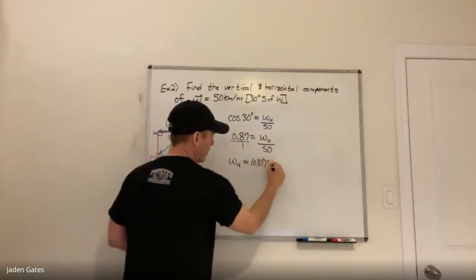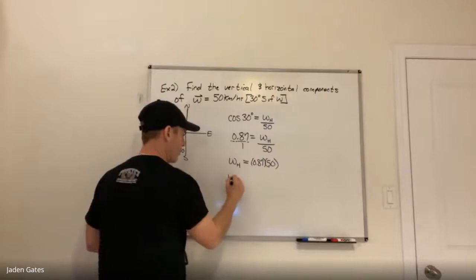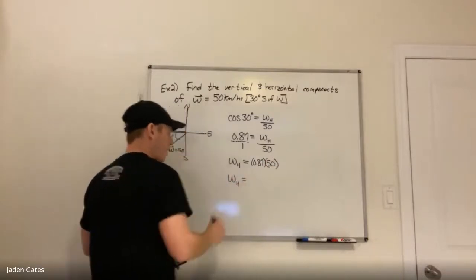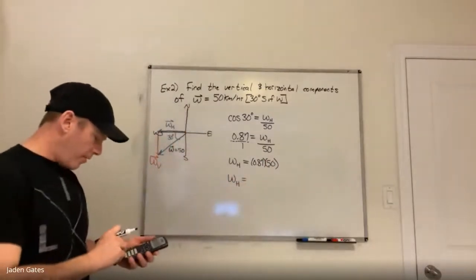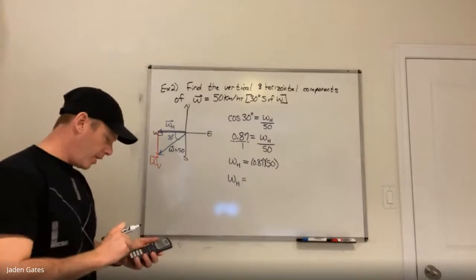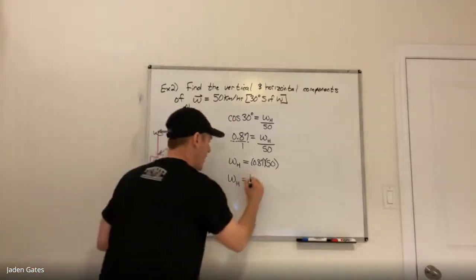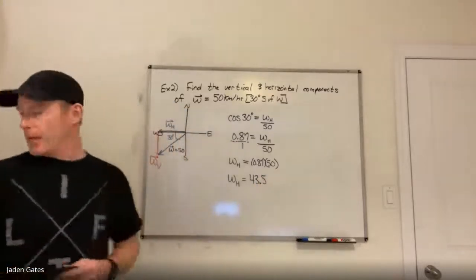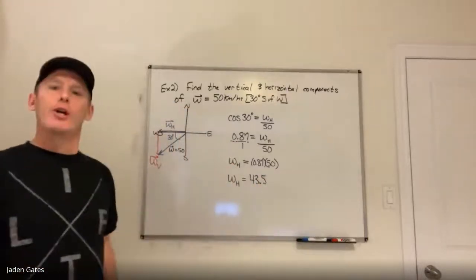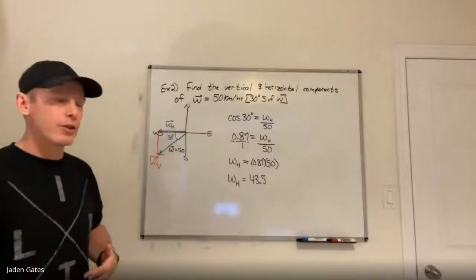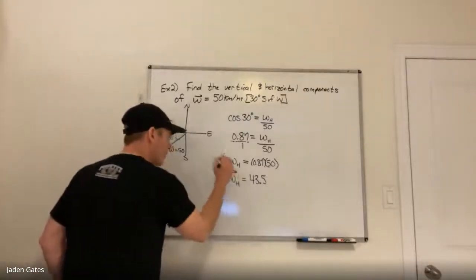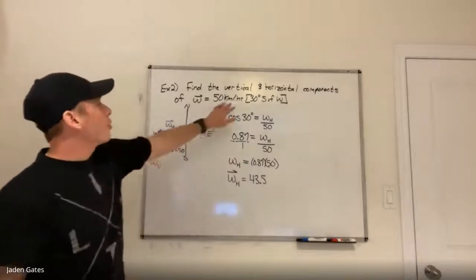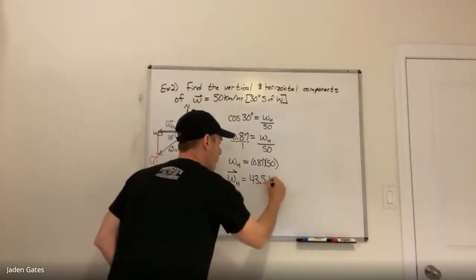Let's get a little trigonometry lesson here. Now, WH, so I take my 0.87 times my 50, and I get 43.5. Now, I'm not done yet, because again, this is a vector. So it has to have magnitude with units and direction. Because it's a vector, I'm going to throw my little symbol on there. Our units, we're talking about kilometers per hour.